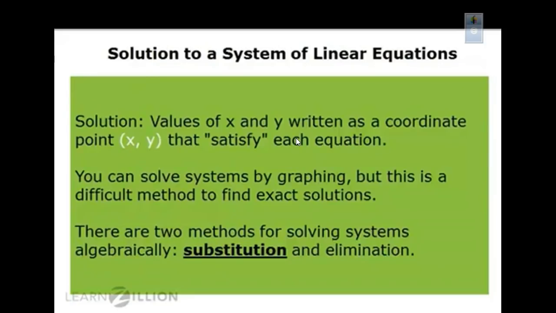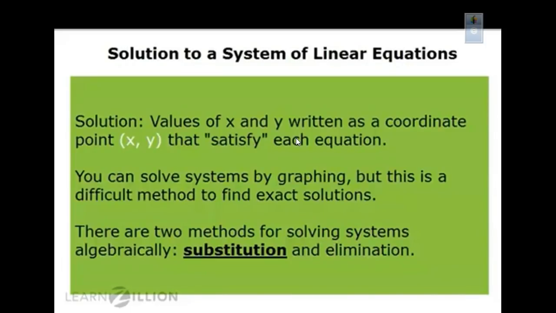There are 3 examples below. A solution to a system is values of x and y written as a coordinate point, (x, y), that satisfy each equation. You can always solve systems by graphing, but this is a difficult method to find exact solutions. We typically use algebraic methods to find exact solutions. There are two methods for solving systems algebraically: substitution and elimination.